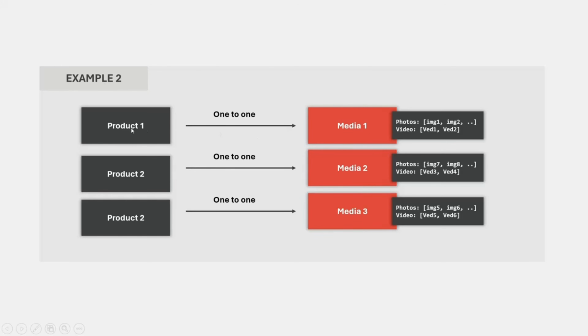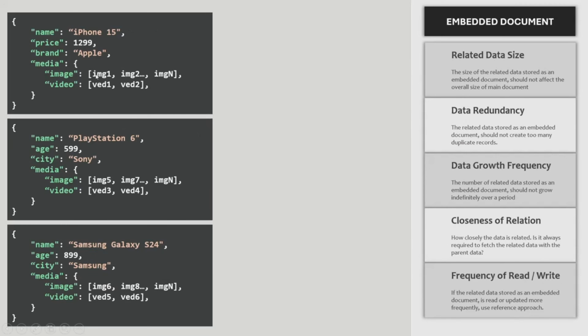Now to implement this one-to-one relationship between the product and the media, let's first again go with the embedded document approach, and let's see what the pros and cons of using the embedded document approach for this relation are. Here, as you can see, we have three product documents. In the product document we have the name, price, and brand of the product, and then we have this media field. To this media field we have assigned an embedded document, and in the embedded document we have images of the product and product videos. These are basically lists. Let's say each product is going to have 10 product images and a maximum of 2 product videos.